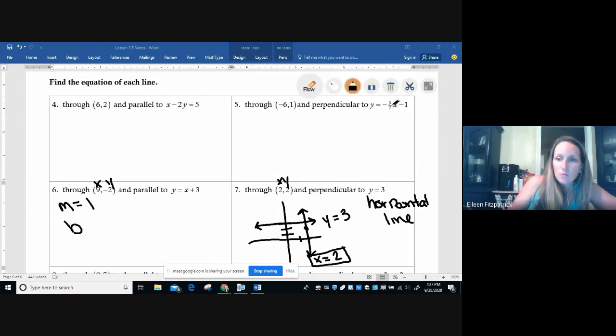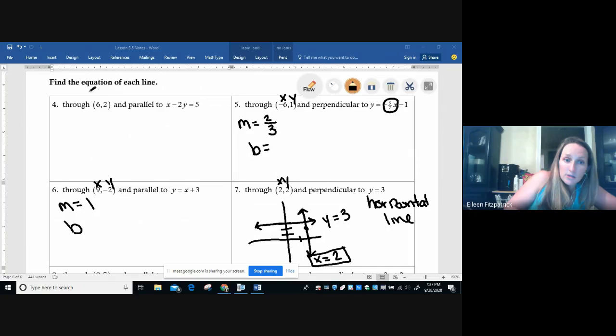Okay. For this one, if your slope is given as -2/3 and you want a line that's perpendicular, you know your M is +2/3. This is your X, this is your Y. Solve for your B, and then you can write your equation.